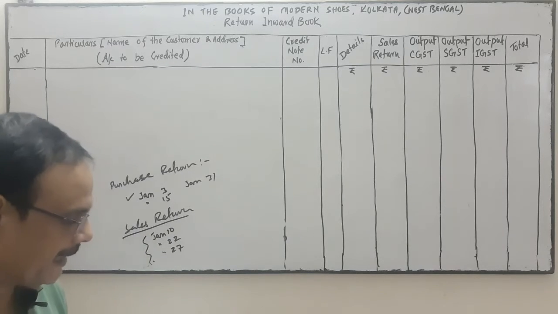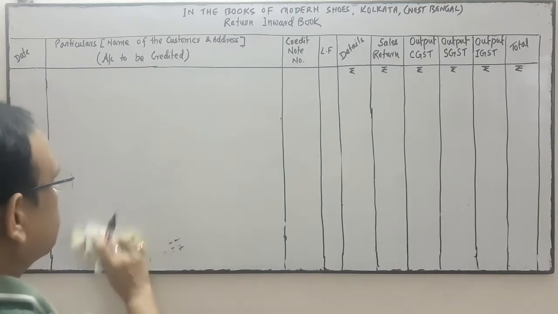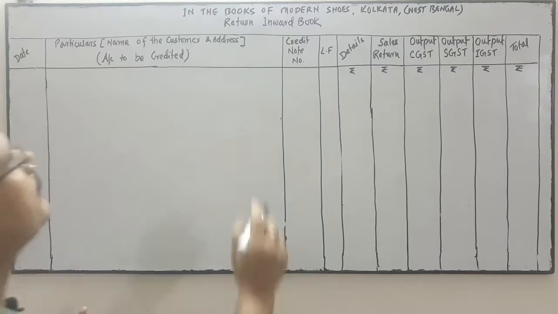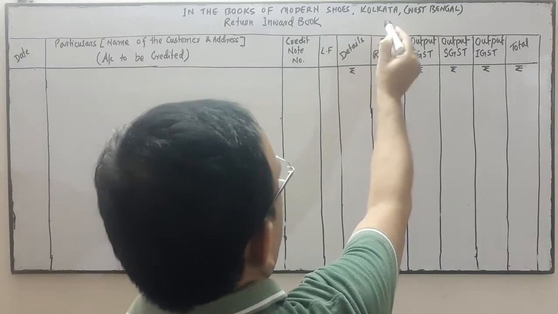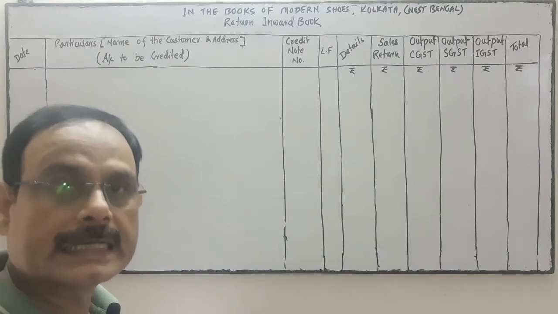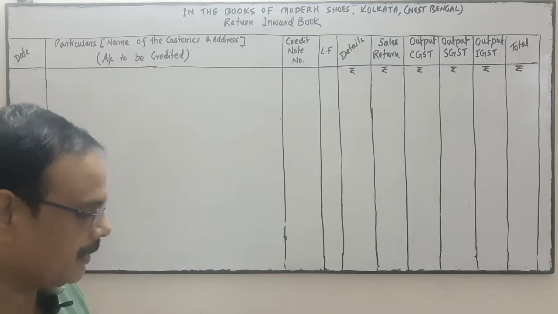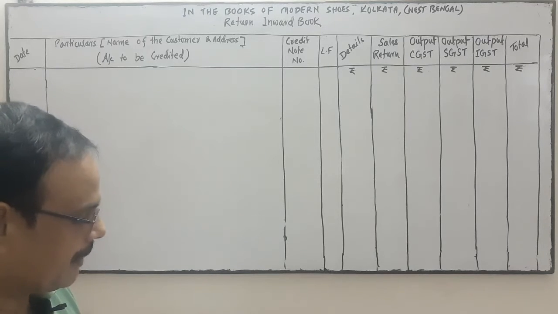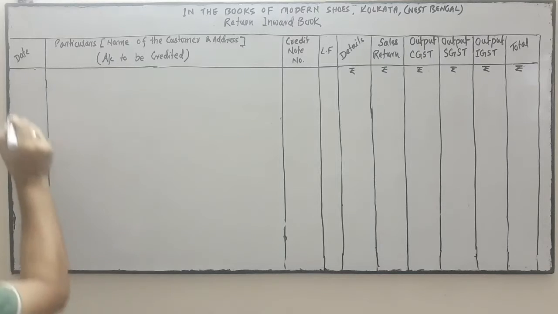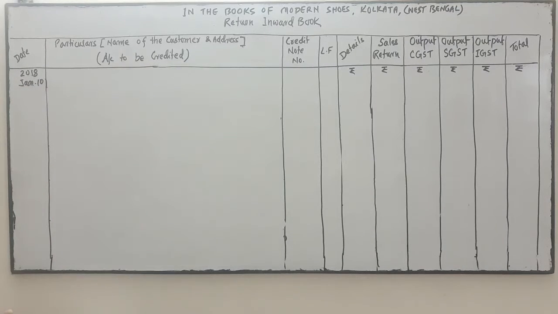So first of all, we will maintain the sales return book. I have written over here in the books of Modern Shoes, Kolkata, West Bengal, return inward. Return inward means sales return. In sales return, January 3rd is related to purchase return, and January 10 is related to sales return. So January 10, year 2018. I am going to operate first sales return, return inward. Thereafter I will operate the return outward book.